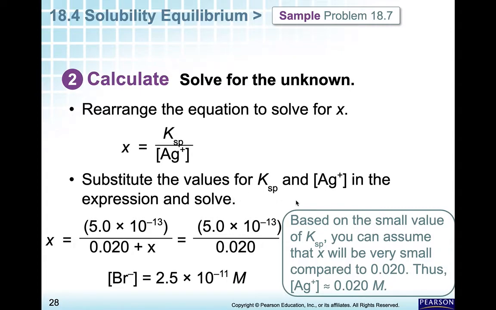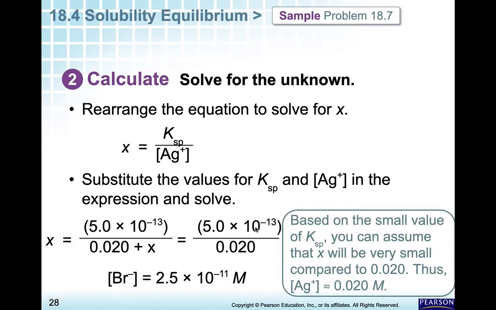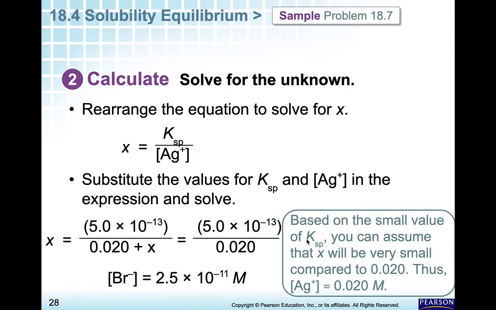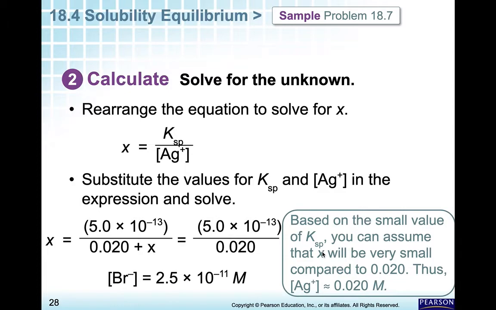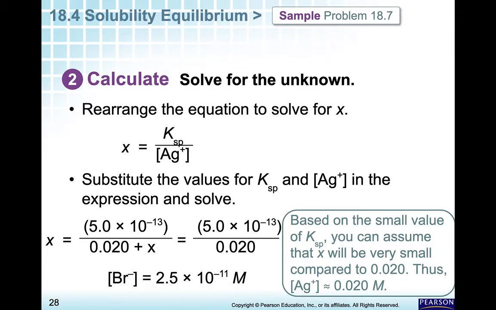Let's see. Well, we know that Ksp is pretty small. It's 5 times 10 to the negative 13th. That would tell us that there's more reactant than product. So X is probably going to be pretty small, right? The concentration of silver ion, well, it's one of our products. It's probably not going to be that big compared with our initial concentration. Maybe we could just assume that it's so small that it won't matter. So small that adding it to 0.02 just works out to be insignificant in rounding.